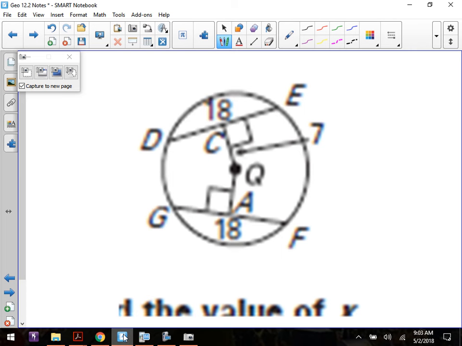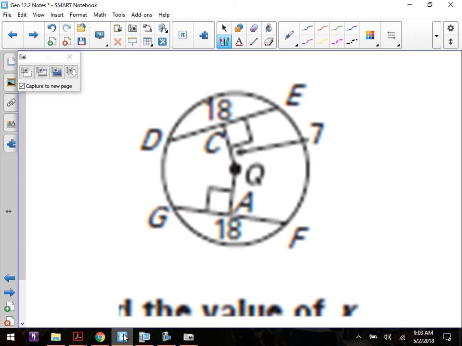So as I'm looking here, are my chords congruent? Yes. Okay with that? They're both 18, so they have to be congruent. Are the chords perpendicular to the center, like distance-wise? Okay, which means that if QC is 7, what is QA? There you go.